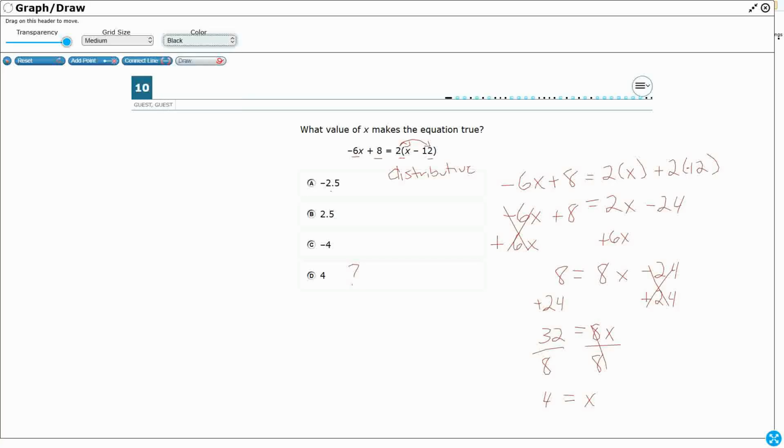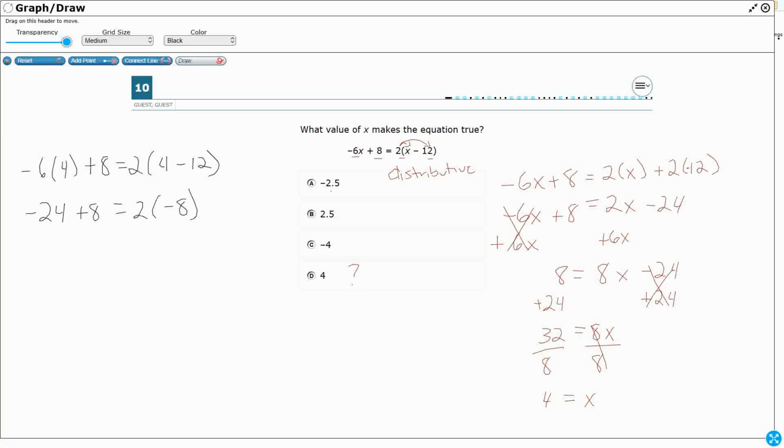What I'm going to do is rewrite the original equation. Negative 6x. Let's put that 4 in there. Plus 8 equals 2. And then 4 minus 12. All right, so on each side, let's simplify one thing at a time. So negative 6 times 4 is going to be negative 24 plus 8. And then I'm going to have a 2. I've got the parentheses. Let's deal with that first. 2 times, and then 4 minus 12 is going to get me a negative 8.